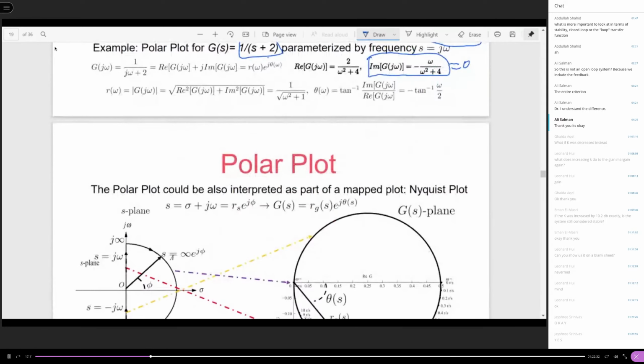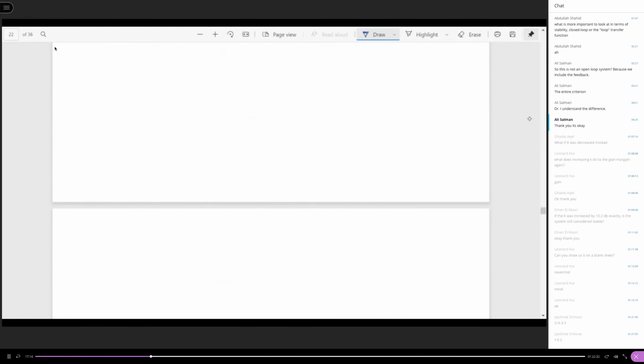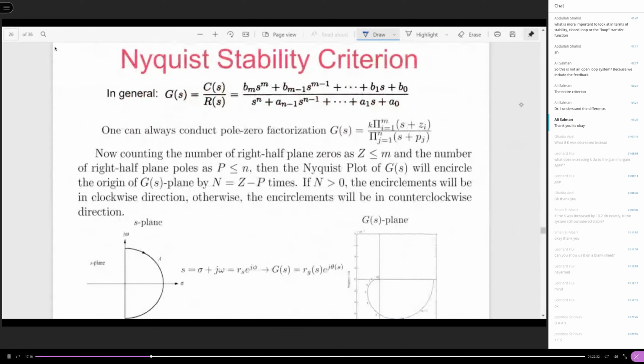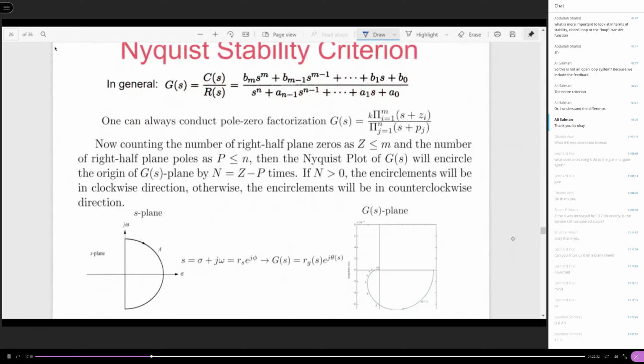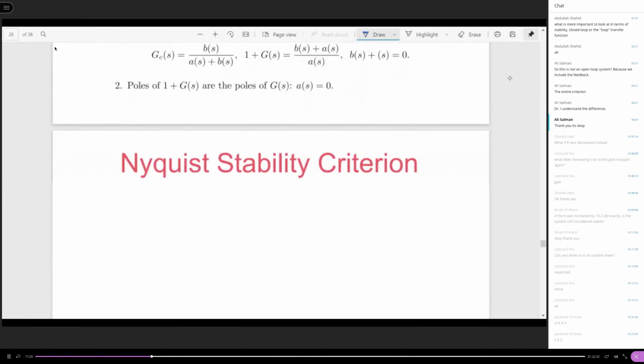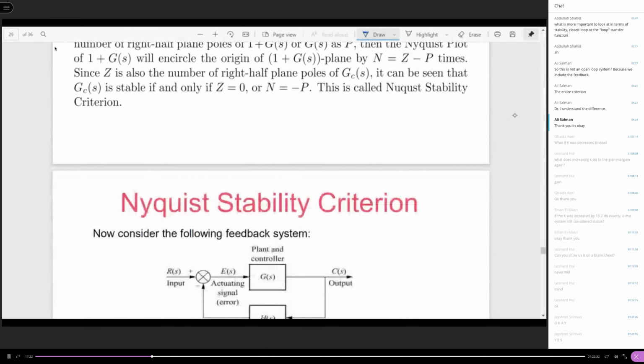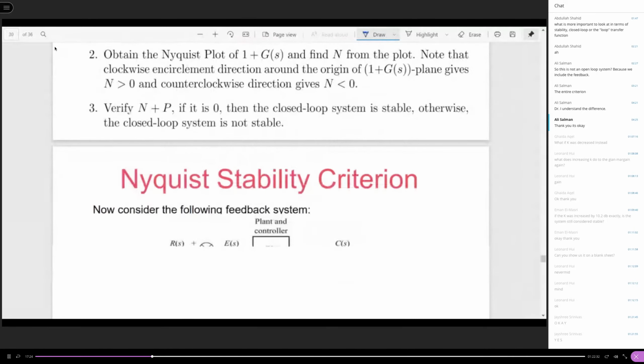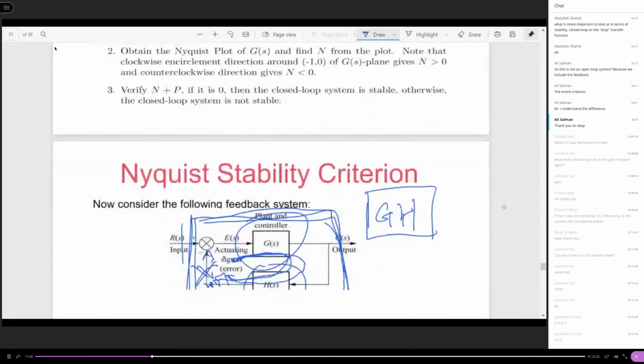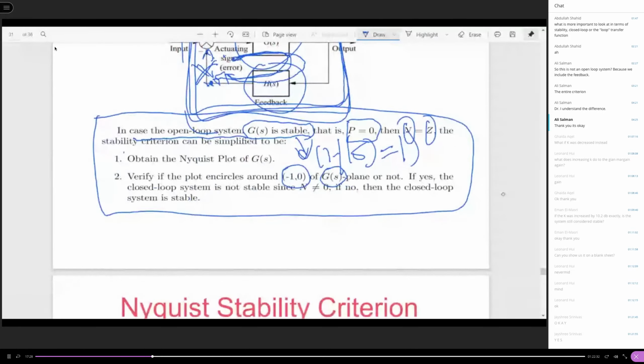We're going to see a more complicated example later. But I just want to say that as long as you have the expression of G(j omega), its imaginary part and real part can be easily found. Okay, so now let us continue.